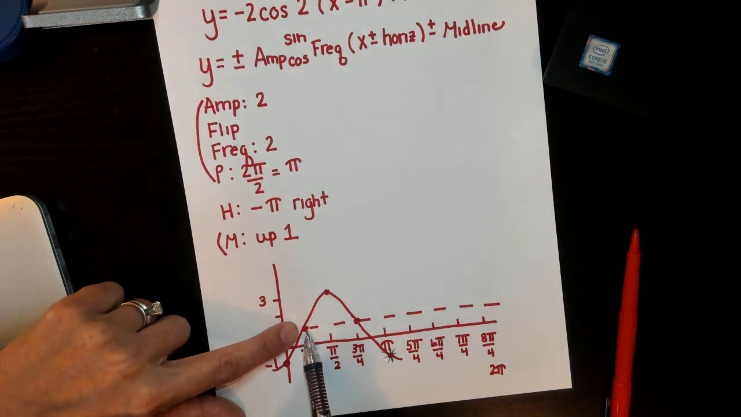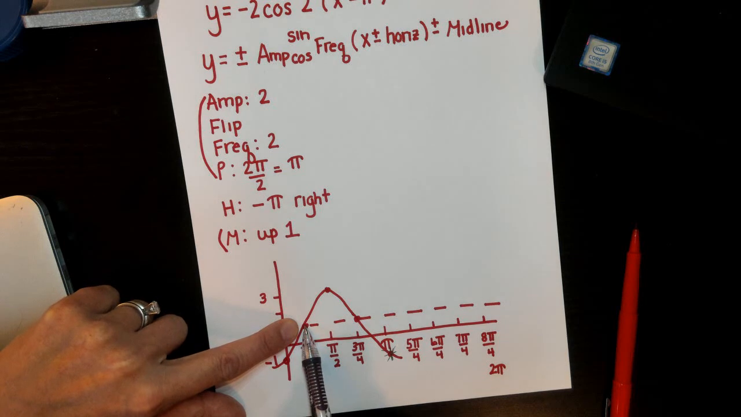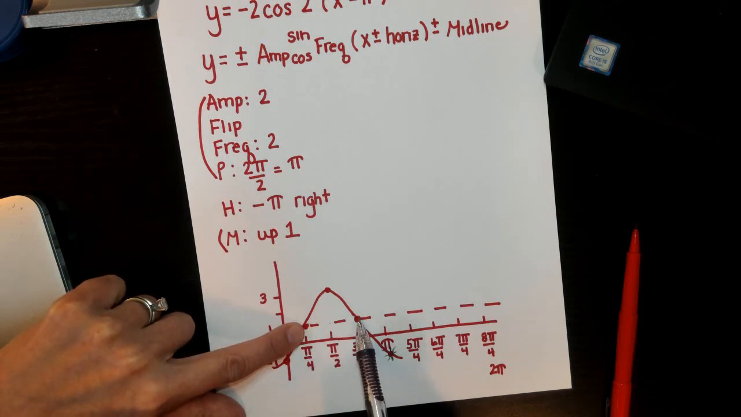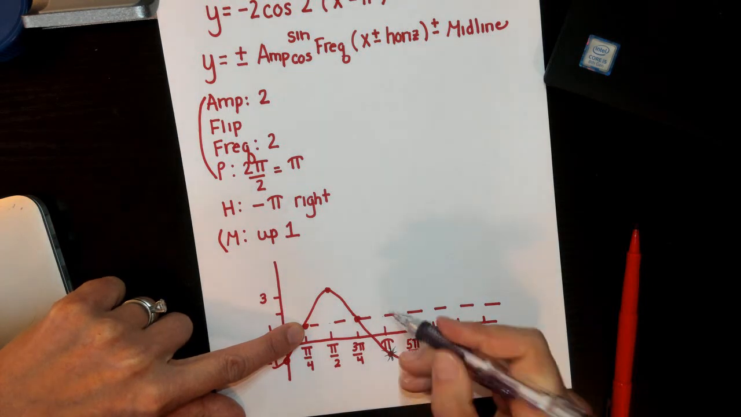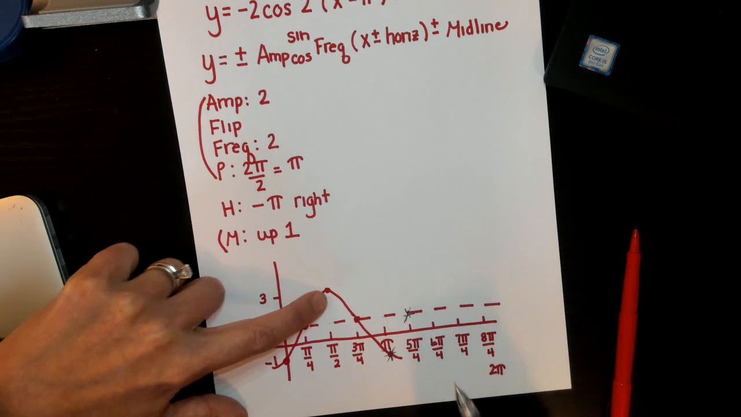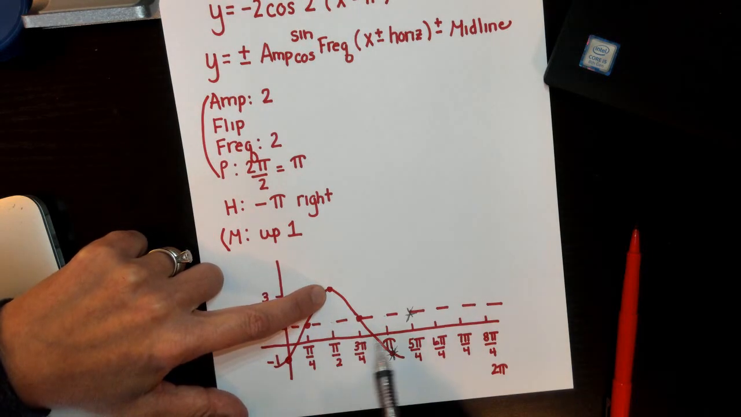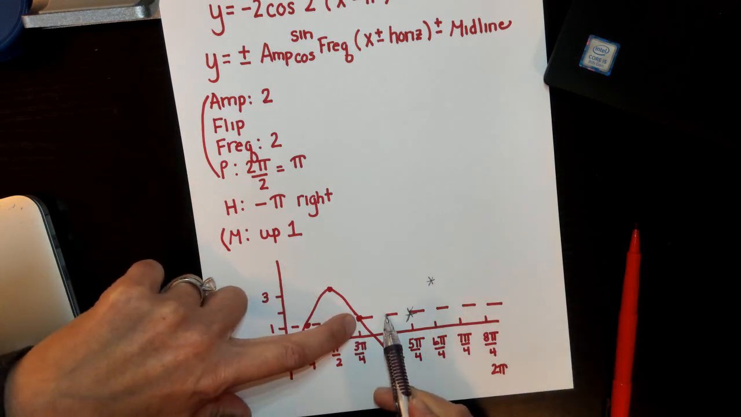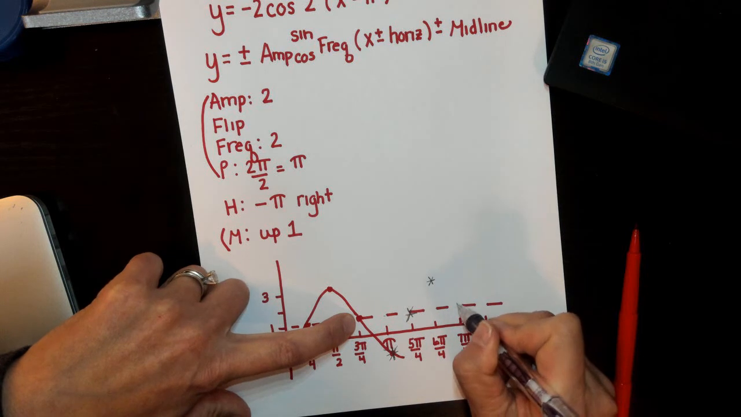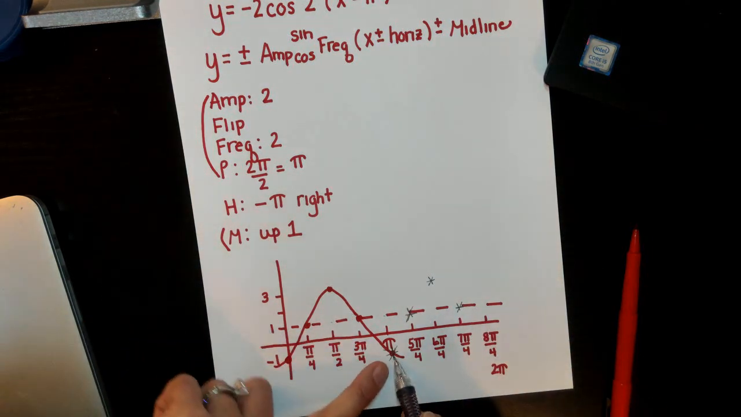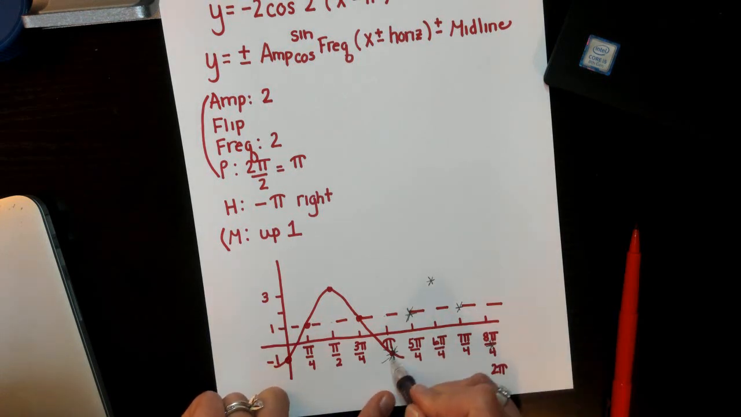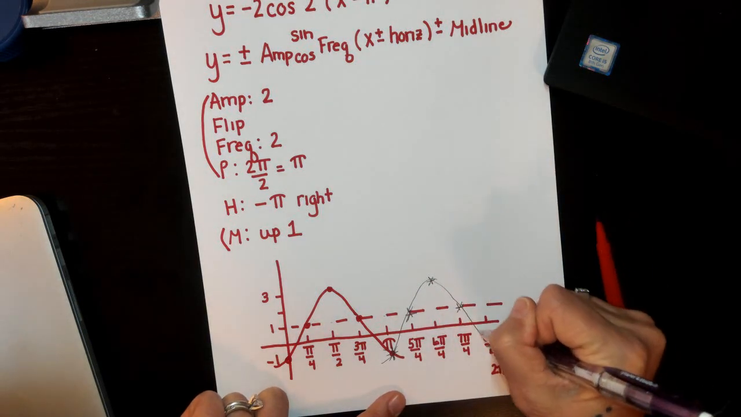Alright, so we're going to go back to this point up here, and I need to go over 1 pi. Remember, pi consists in this problem of 4 intervals. So I'm going to go 1, 2, 3, 4. I'm going to do the maximum. 1, 2, 3, 4. And then the minimum here. 1, 2, 3, 4. And this is your new graph.